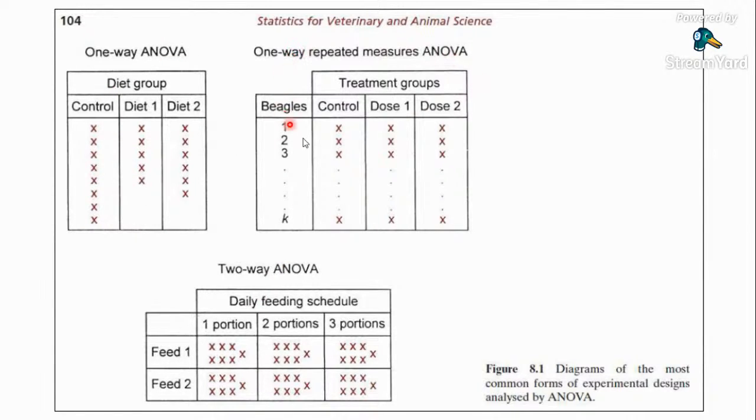This is a one-way repeated measures ANOVA. You see there are an equal number of observations, and then there is control, dose 1 and dose 2. So the same individual is given control and also dose 1 and dose 2. And this is a two-way ANOVA, where you have three portions and also two feeds. In the previous case, there is only one source of variation, that is, control, dose 1, dose 2. Here also it's the same, but here we have two sources of variation: portions and feeds. Since we have two sources of variation, we have to perform a two-way ANOVA in this situation.